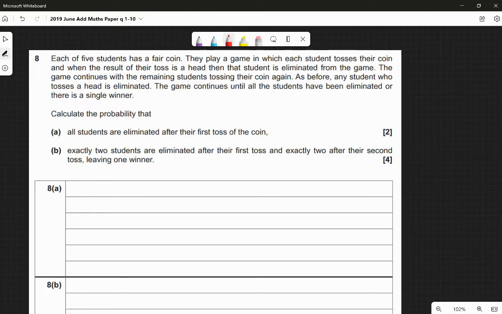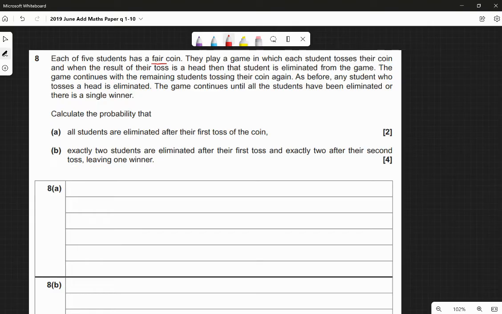Each individual event is throwing a coin, and I'm guessing it's a fair coin. Therefore, there is a half a chance of heads, half a chance of tails. So we need to calculate the probability that, firstly, all students are eliminated after their first toss of the coin. There's only one way of doing this, and this is if everyone gets heads on their first toss. So there are 5 students, so basically finding the probability of getting 5 heads. And that is a half to the power of 5.